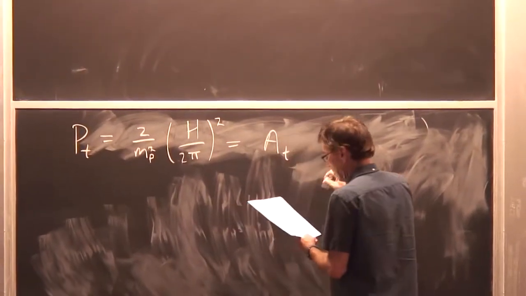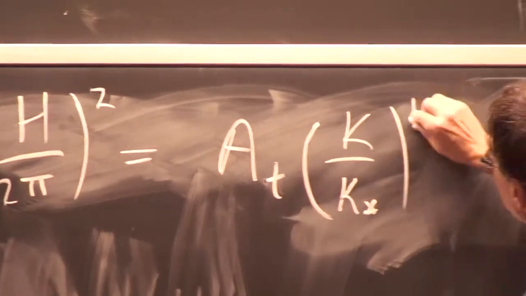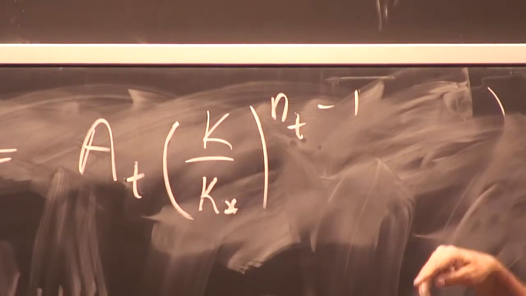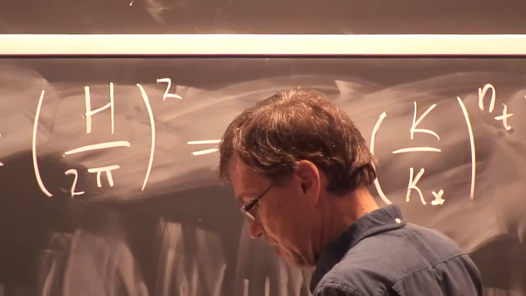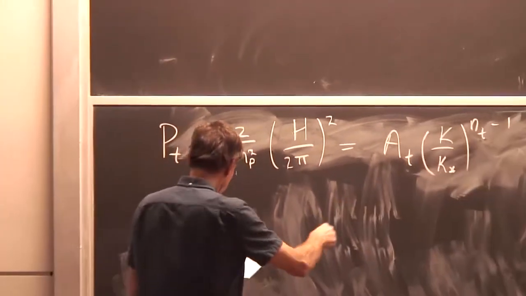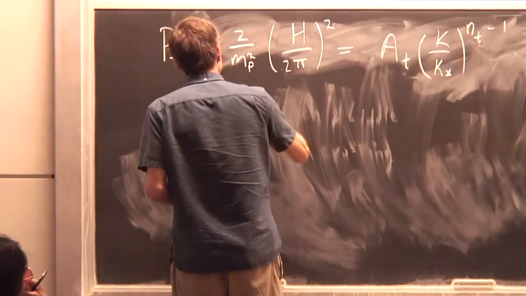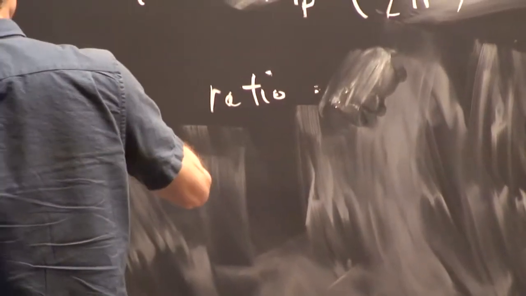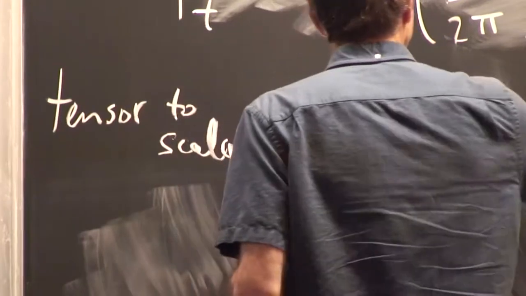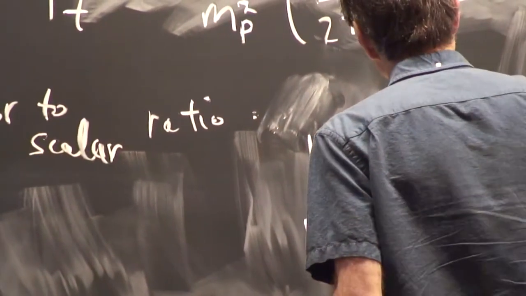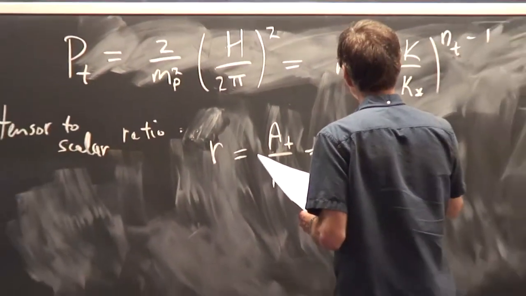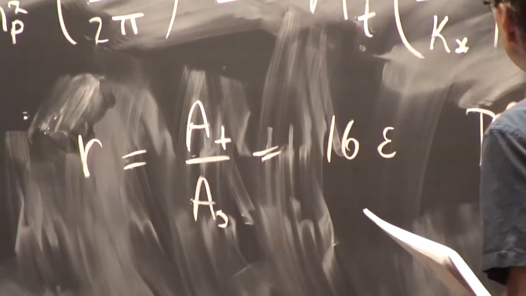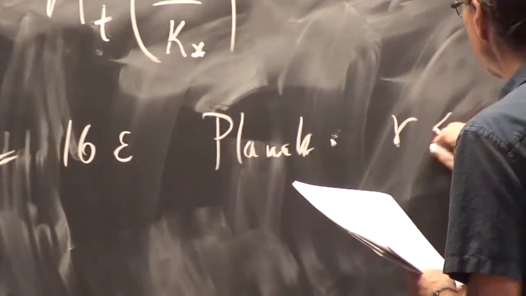And similarly to the scalar spectrum, it's parameterized in just the same way, but it has its own spectral index, which one can compute in slow roll inflation. And it has its own amplitude. And well, we see what the amplitude here is, and we can compare. So we can compare to the scalar contribution to get a ratio, the tensor to scalar ratio, R, so that's A_T over A_S. And if you just compare these two formulas, it turns out to simply be 16 times epsilon. So that gives a constraint on epsilon. And the current constraint from Planck is it's less than about 0.1.